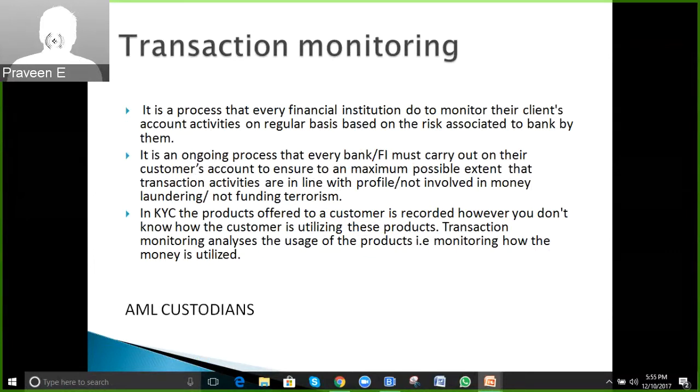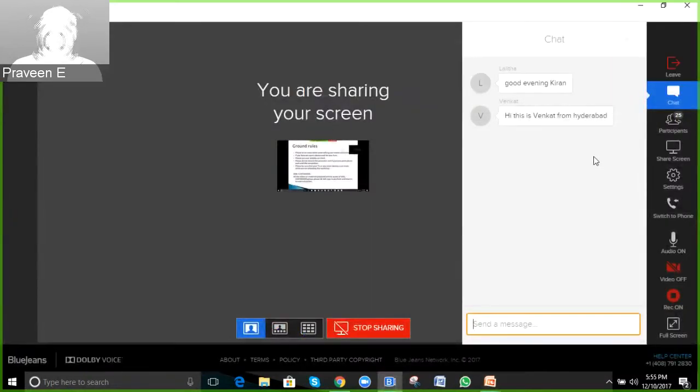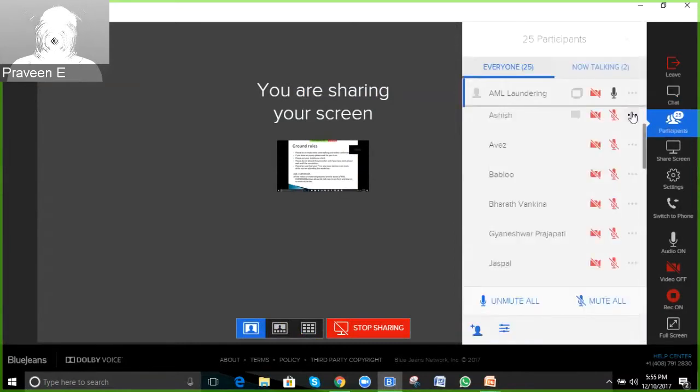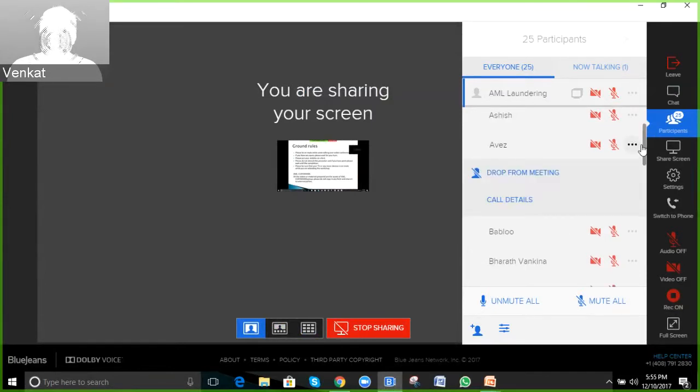I just have one question. Are we trying to say that the transaction monitoring alerts are triggered through the systems, or could it be a manually generated activity? No, no, it is system. It is not a manual activity.